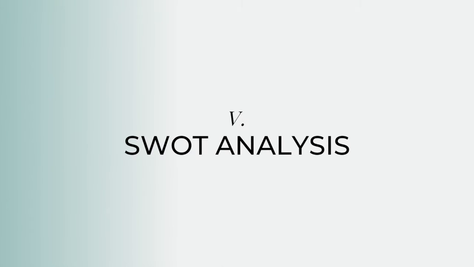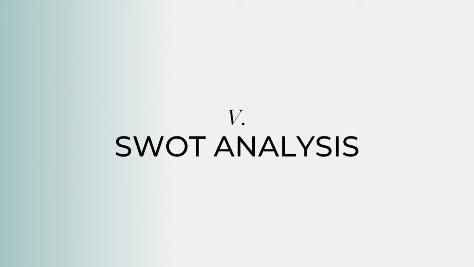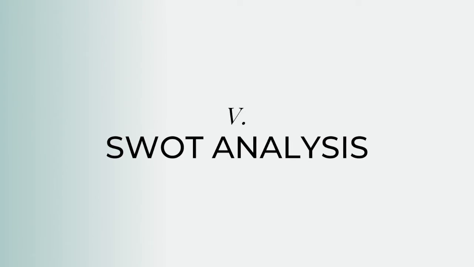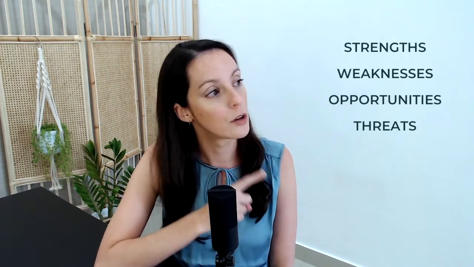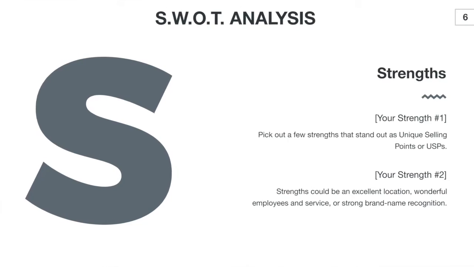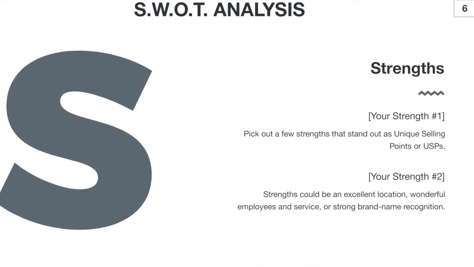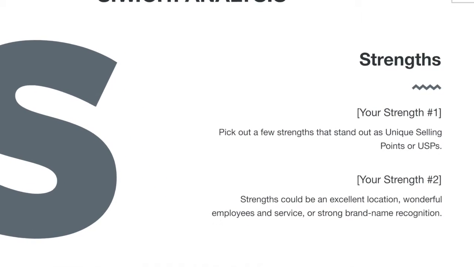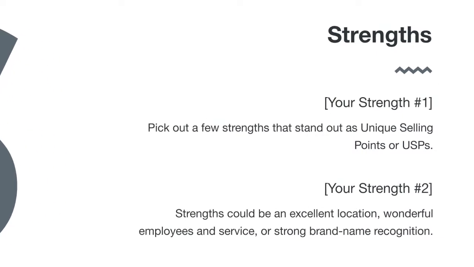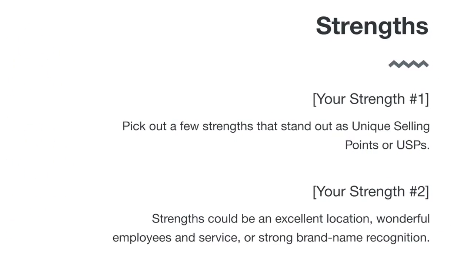Step 5 of creating a hotel marketing plan is to do what's called a SWOT analysis. You're probably already familiar with this term, but quick refresher, SWOT stands for strengths, weaknesses, opportunities, and threats. When you're thinking about strengths, think about your unique selling points. Strengths can be anything from a great location and strong brand name recognition to your wonderful employees and highly rated service. But maybe your location isn't so great.